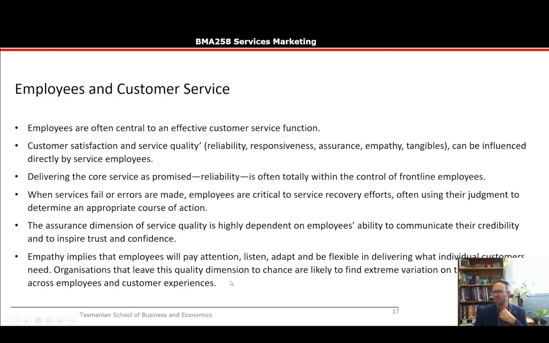Organisations that leave this quality dimension to chance are likely to find extreme variation of this dimension across employees and customer experiences. And that's true because empathy is actually a personality thing, right? So some people are just naturally more empathetic than others. And as it turns out, a lot of successful business people aren't really high in empathy.